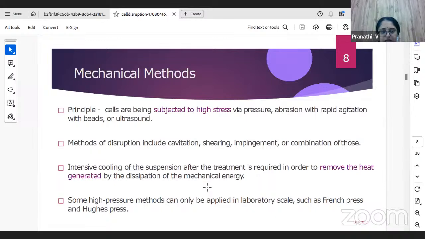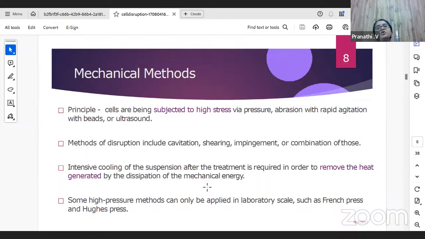When it comes to the mechanical methods, you're going to subject it to very high pressure, or you're going to use abrasion with speed agitation, beads, or ultrasound. So you have a method called sonication. Methods of cell disruption include cavitation, shearing, impingement, or you can use all of them combined together. Intensive cooling is necessary because all of it involves generation of heat. So you can keep it in an ice pack, or you can put it in an ice bowl so that whatever heat is generated is dissipated.